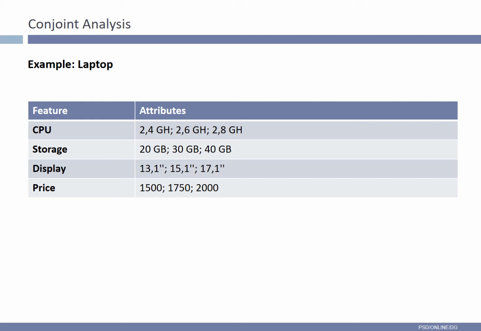And to answer these two questions, you do a conjoint analysis. In the first step, you build combinations of these features and attributes that represent full products.